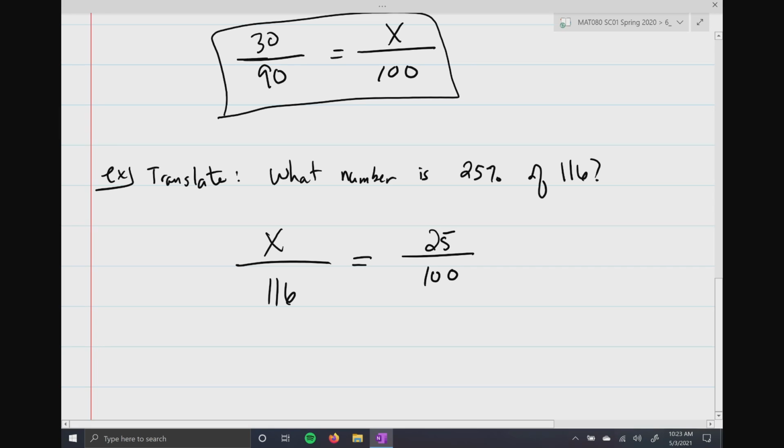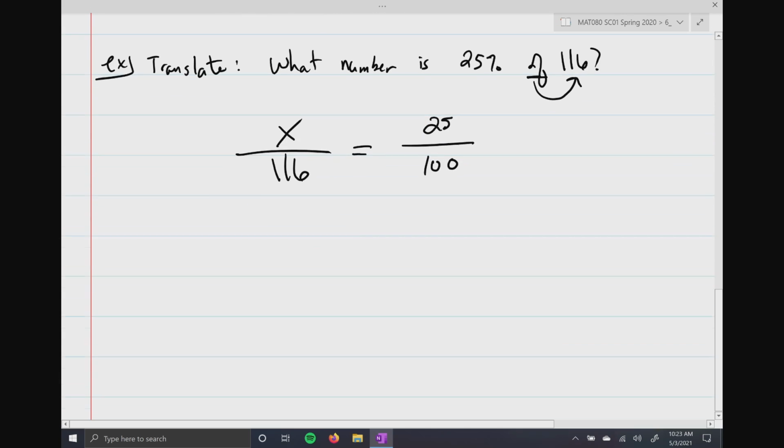So let's just see how that works real quick. Okay, so this is the correct answer. I'm just going to erase to show you how this works. I read it. What number is 25% of 116? I see the 25%, so I put 25 over 100. I see the word of, and I look to the right. That's going to be 116. What number is the only thing that's left? So that's going to be my amount. Okay? Are there any questions?